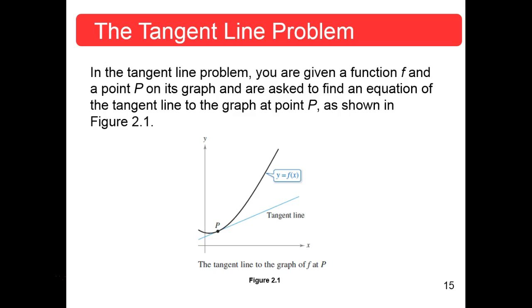In the tangent line problem, what you're given is a function. y is equal to some function of x. Maybe a very complicated function, maybe a very simple function. It could be a polynomial function. It could be something else. But you know what the function is, and you know one point on the graph of that function. We'll call that point P. Pretty incredibly original name, right? Point P.